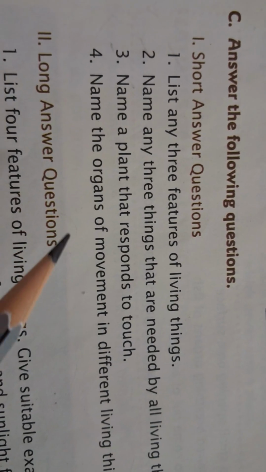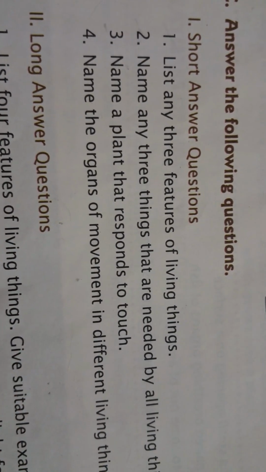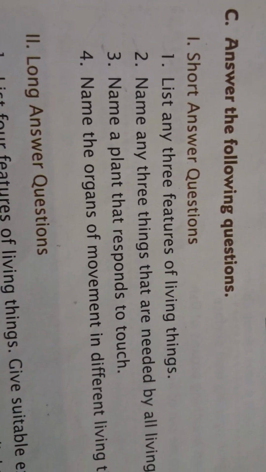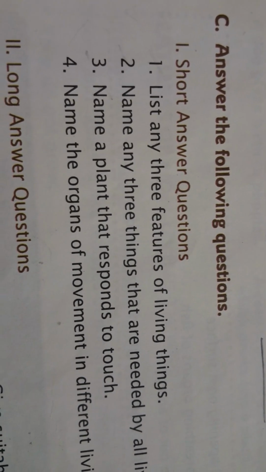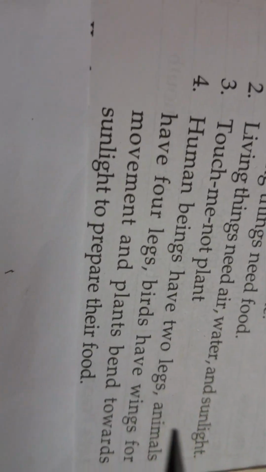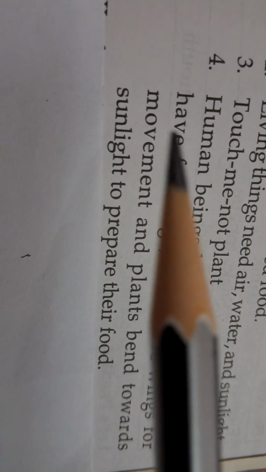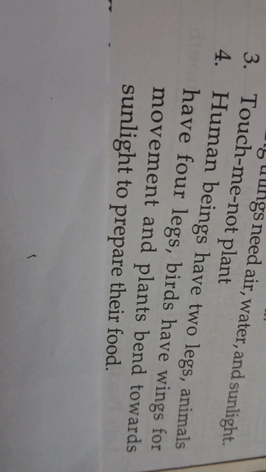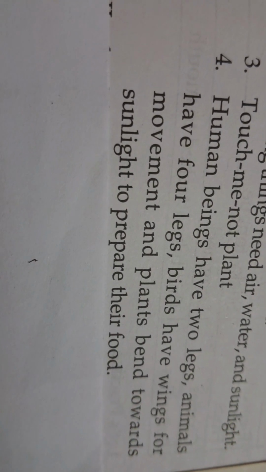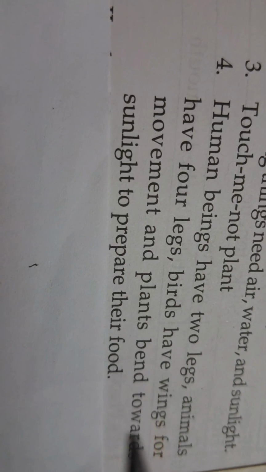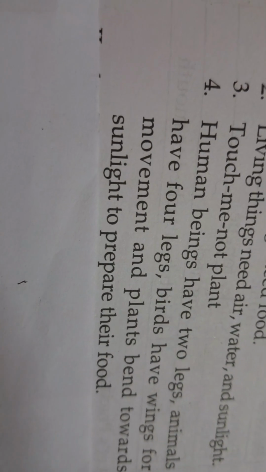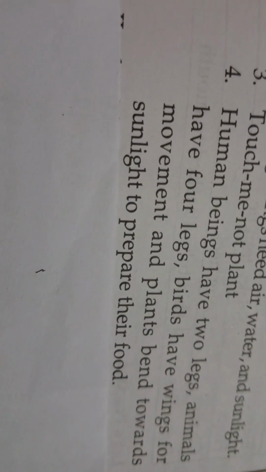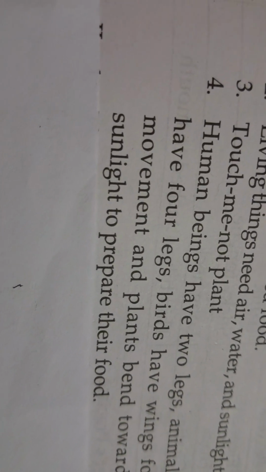Next, fourth one, name the organs of movement in different living things. Different living things have different movement organs. So we have to write that. Human beings have two legs, animals have four legs, birds have wings for movement, and plants bend towards sunlight to prepare their food. This is the movement of different living things. Okay, I think you all understood.